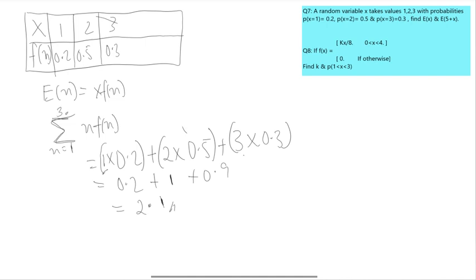Then this is the generalization of the function: x times f(x) is going to give us E(x). So this is our mathematical expectation. This is E(x) = 2.1.